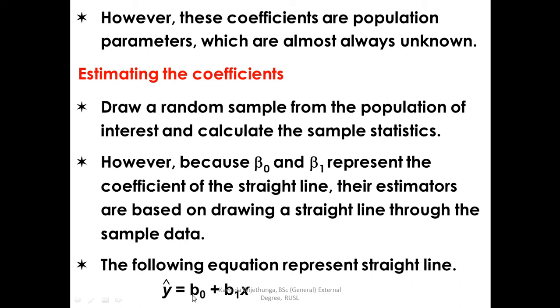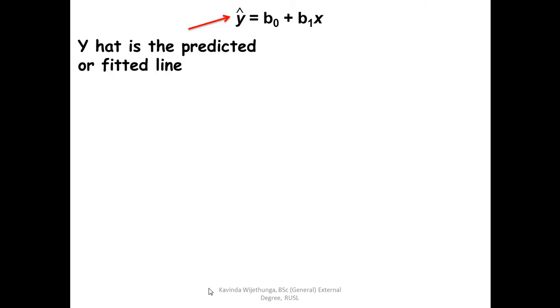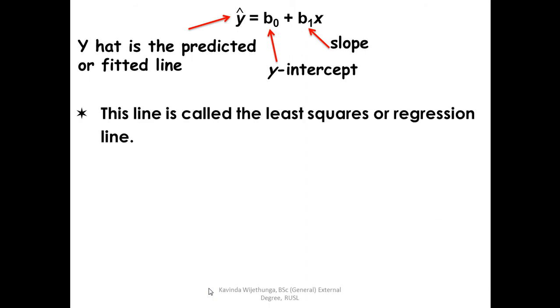Y hat equals beta naught plus beta 1x. So this is the equation. Y hat equals b naught plus b1x. If you like, you can use beta naught plus beta 1x, it doesn't matter. Y hat is the predicted or fitted line, b naught is the intercept, b1 is the slope. The line is called the least square or regression line.